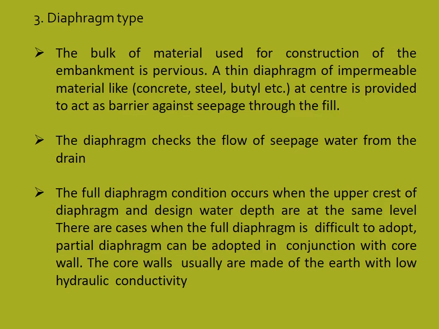There are cases when the full diaphragm is difficult to adopt. A partial diaphragm can be adopted in conjunction with the core wall. The core wall usually is made up of earth with low hydraulic conductivity to prevent seepage loss.